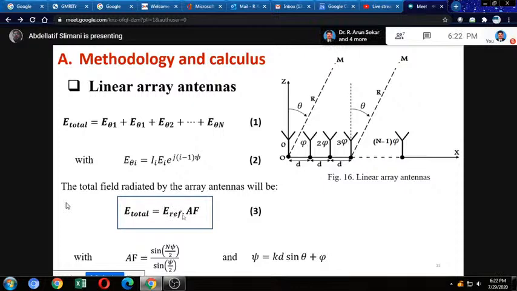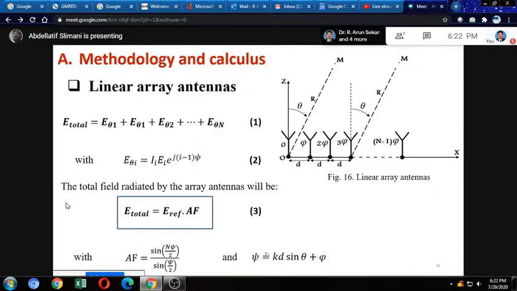For the reference radiation, we can assume the radiation at the center of our array antenna. The array factor equals sin(nψ/2) divided by sin(ψ/2), where ψ equals k·d·sinθ + φ. k is the wave number, the constant of propagation. d is the inter-element distance between two antennas.